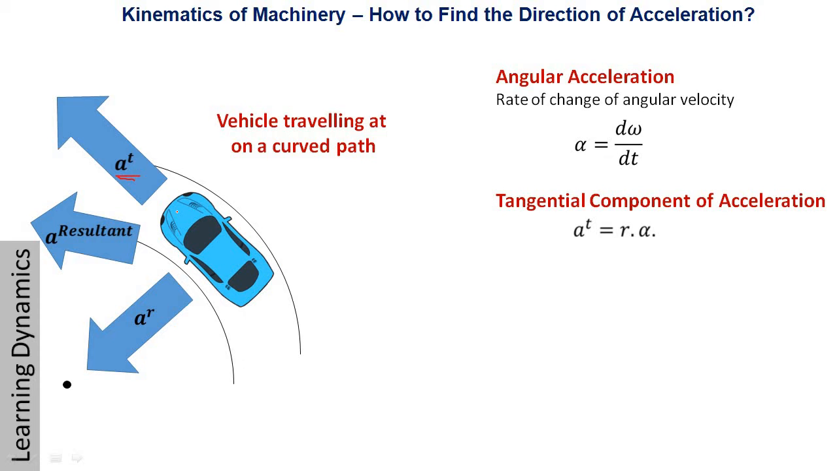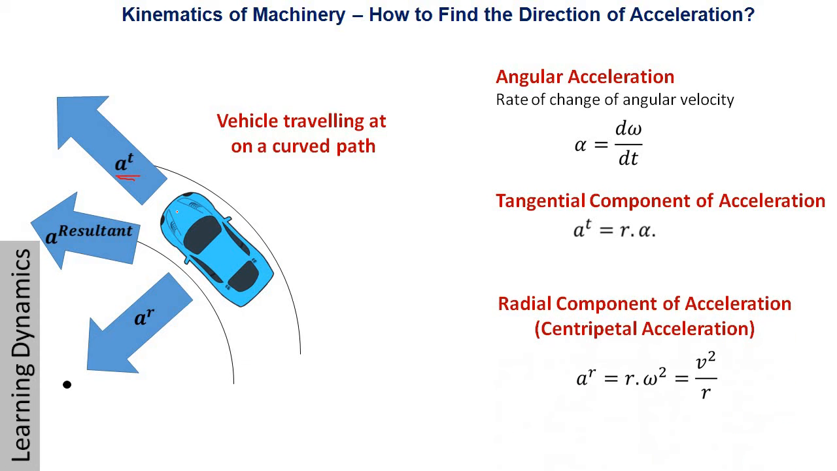The next component of acceleration is the radial component of acceleration, which is given by the formula r omega square. If we substitute the relation v is equal to r omega, we will get this as v square by r. If you see this, the radial component of acceleration is dependent on the velocity. It is velocity squared divided by the radius.